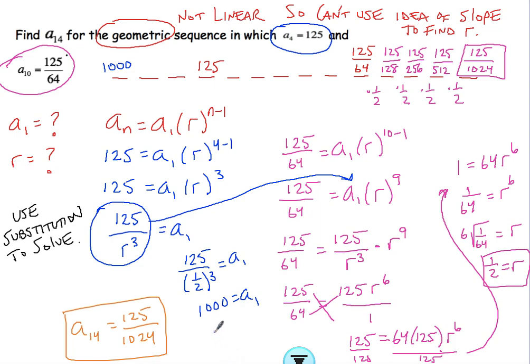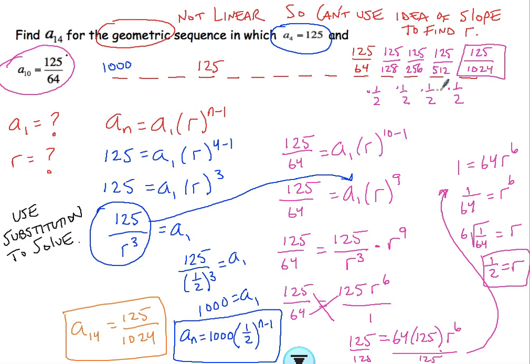Now if I was told to write an equation, I have my starting term, 1,000, and my common ratio is 1/2 to the n minus 1. That would be my equation for this, and I could find any term I want. So I could plug a 14 in for n here and get my answer that way. So it just depends on what the question's asking for, whether it's asking for an equation or for a specific term, and what you're most comfortable with.